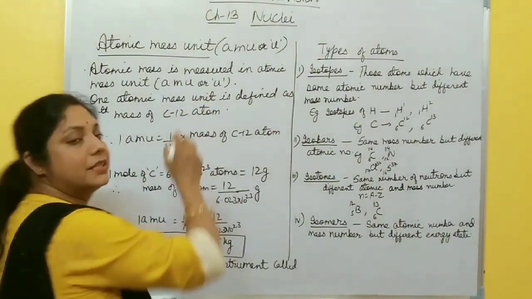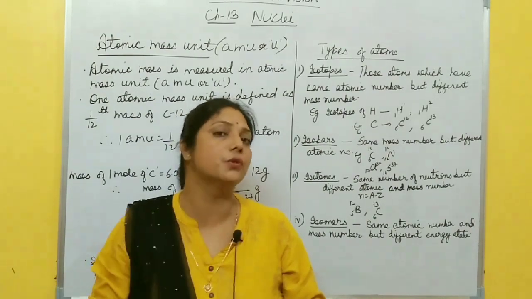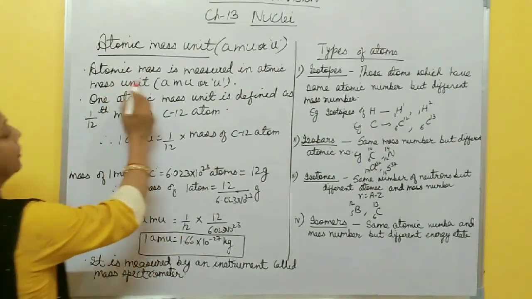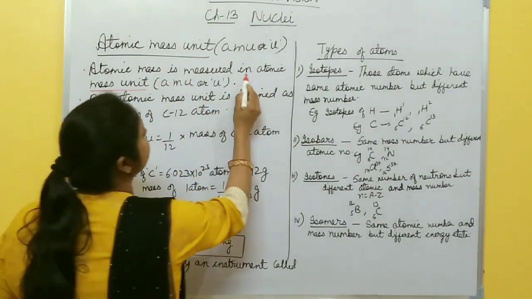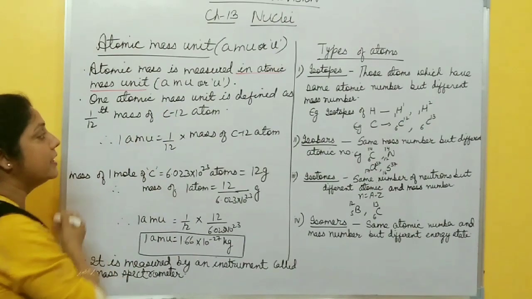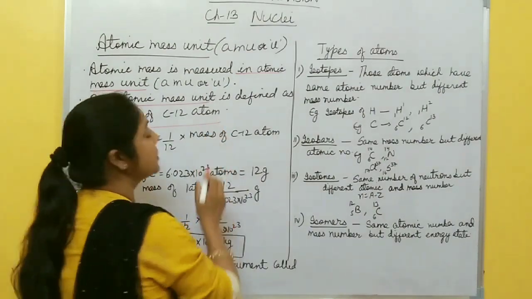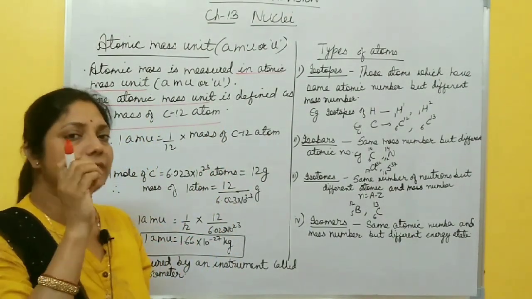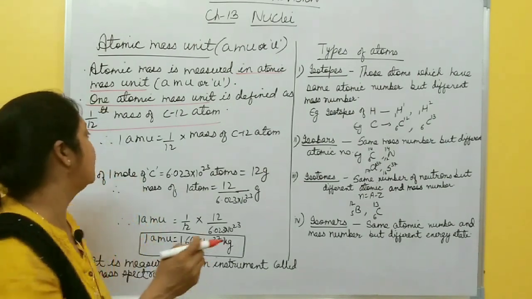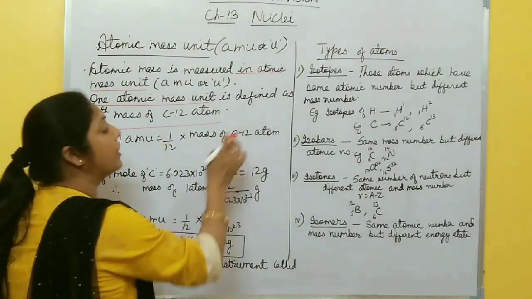Now atomic mass unit. As the size of an atom is very, very small, its mass is also very small as compared to kg. So there is a different unit to measure atomic mass. Atomic mass is measured in atomic mass unit, in short form AMU, or also you can write u. And what is this atomic mass unit? One atomic mass unit is defined as 1/12th the mass of a carbon-12 atom.